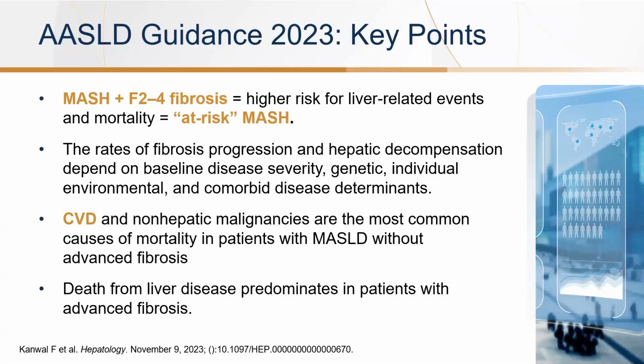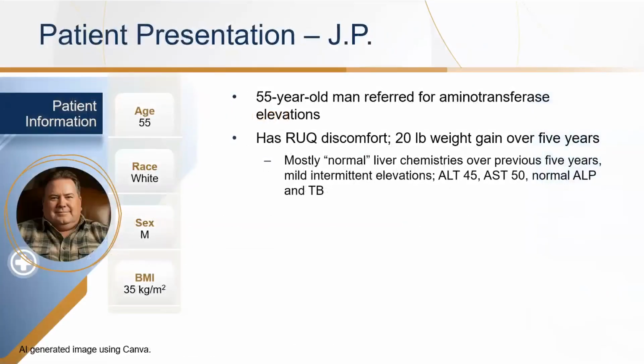AASLD has provided new guidance in 2023, and they have said that if you have MASH and F2 to 4 fibrosis, you're considered at higher risk for liver-related events. They now call this at-risk MASH. Rates of fibrosis progression and hepatic decompensation depend on the baseline disease severity, genetic, individual, environmental, and comorbid disease determinants. Cardiovascular disease and non-hepatic malignancies are still the most common causes of mortality in patients with MASLD without advanced fibrosis. Death from liver disease predominates in patients with advanced fibrosis.